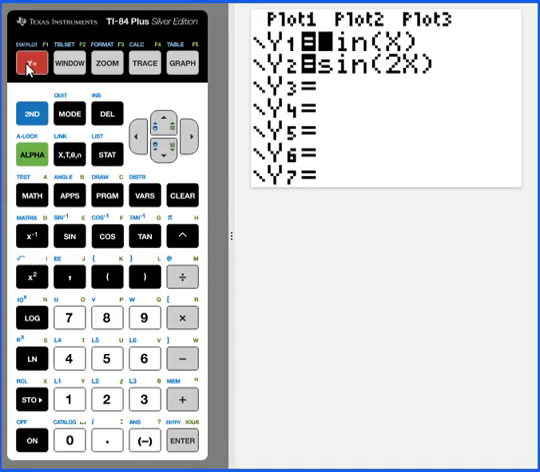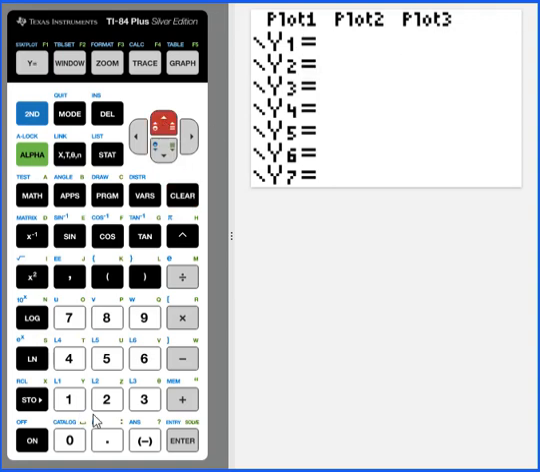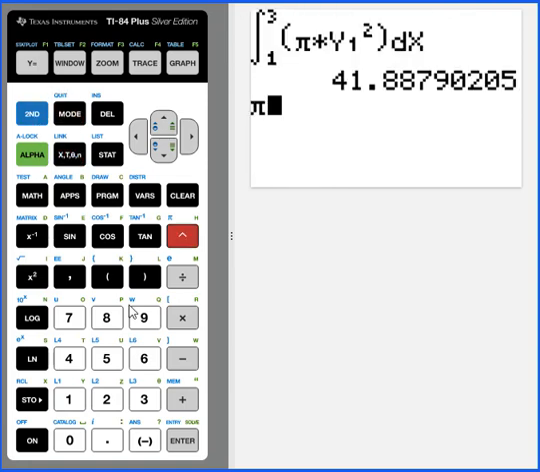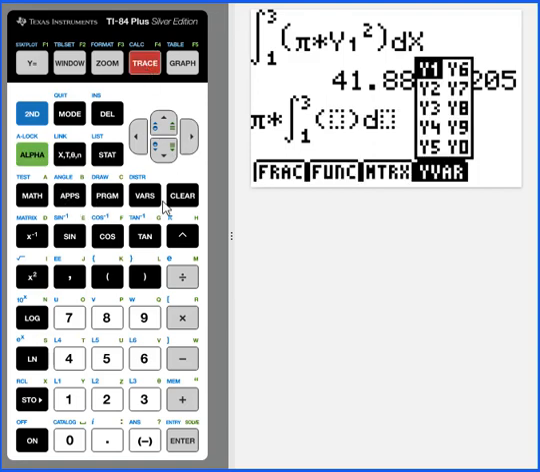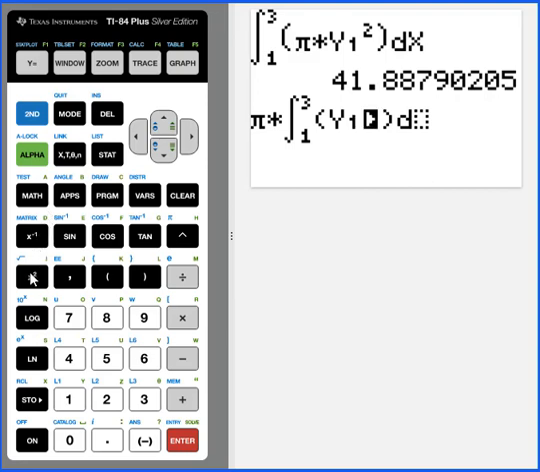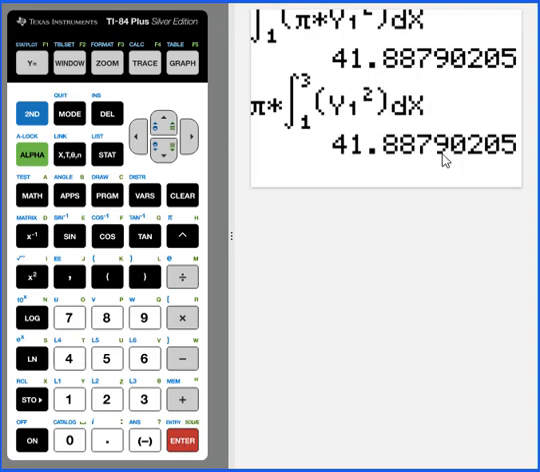First of all, we need to go to y equals. Then we put in y1, that is x plus 1 divided by x. Then we quit, and type pi first, times math 9, from 1 to 3. Then we press alpha trace, y1 squared. Then go here, x. Then you will get the same answer.